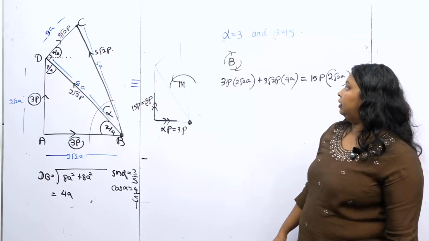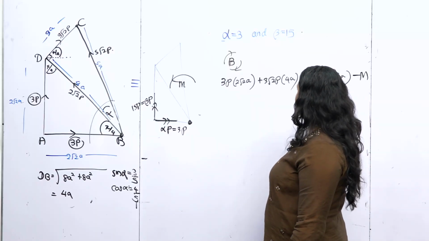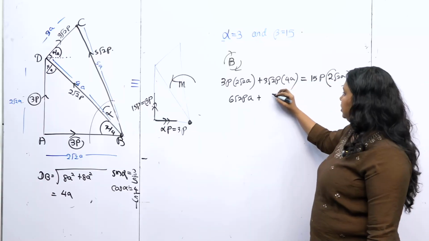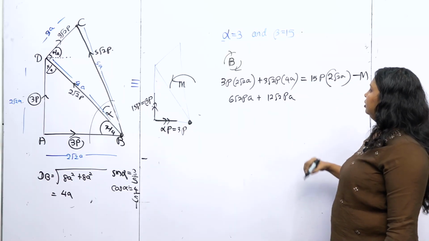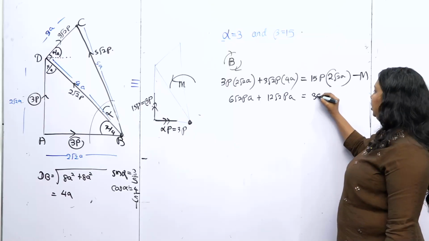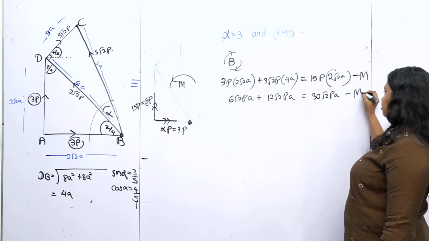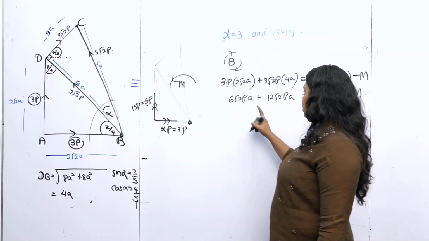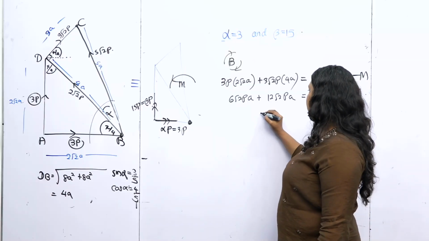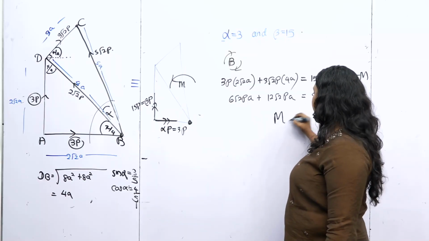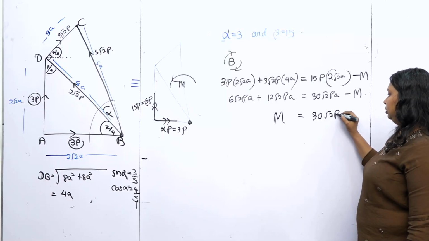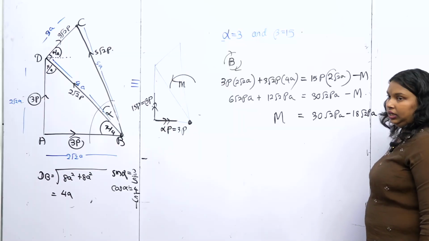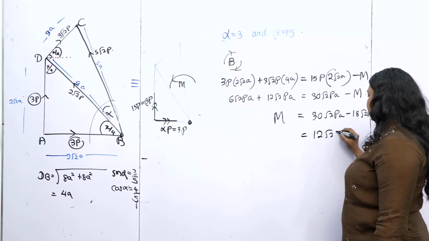Is it clear? Right. Then this is 6 root 2pa. This one is 12 root 2pa. This is 30 root 2pa minus a. So here 18 root 2pa. I will take m to this side. So we are getting 30 root 2pa minus 18 root 2pa. Clear? So we are getting the answer as 12 root 2pa.